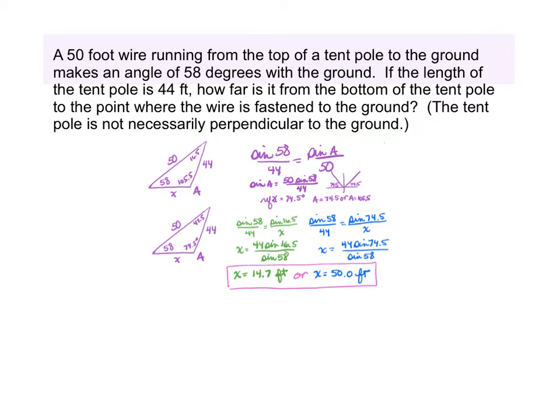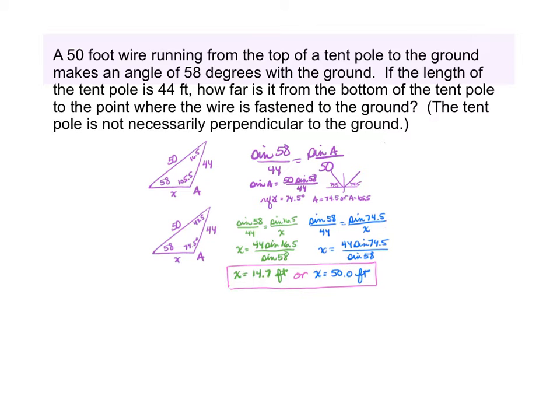So I started again with sine of 58 over 44 is equal to sine of 16.5 over the opposite side x. I solved and found that that was 14.7 feet. When I set up my other proportion, I had sine of 58 over 44 is equal to sine of 74.5 over x.